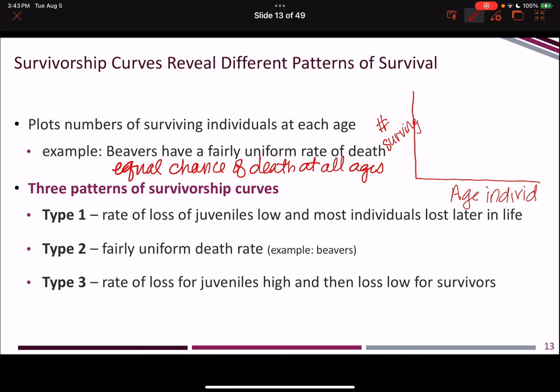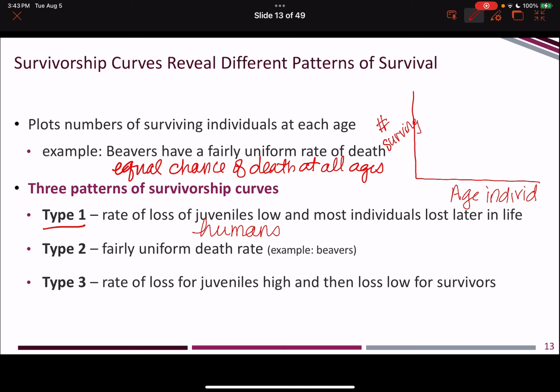Type 1 is a situation where our young individuals tend to survive to old age, and most individuals survive until old age. So humans are a fabulous example of type 1.